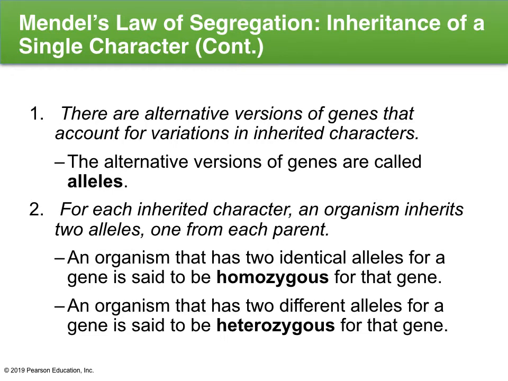Now, for each inherited character, an organism inherits two alleles, one from each parent. So an organism that gets the same allele from both parents, therefore having two identical alleles for a gene, is said to be homozygous for that gene. So homo, prefix referring to same. Zygous, whenever you see ZYG, that's referring to something to do with a nucleus, right? So an organism that has two different alleles for a gene is said to be heterozygous for that gene, right? So the prefix hetero referring to different.